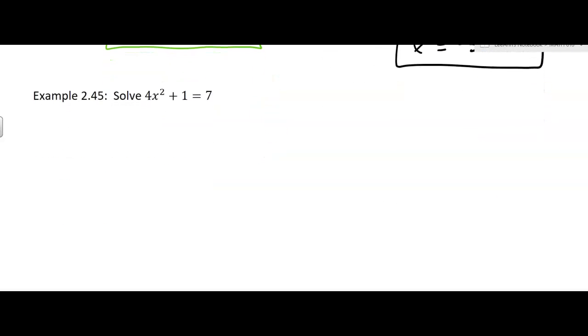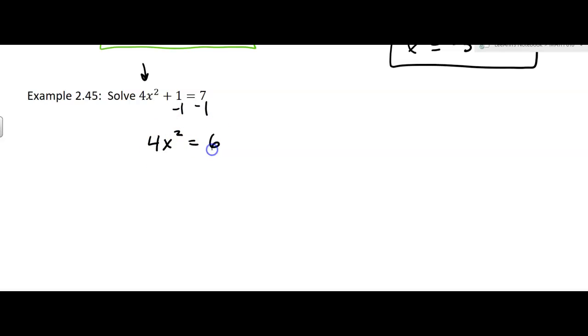All right, so let's look at this problem. Where's the variable? Well, you have x right there, and you don't have any other x's, so you can subtract 1. That's fine. 4x squared equals 6. You can divide both sides by 4. I get x squared equals, you know what, I'm going to keep it 6 over 4. Normally we would reduce the fraction, so I'll go with what we would normally do.